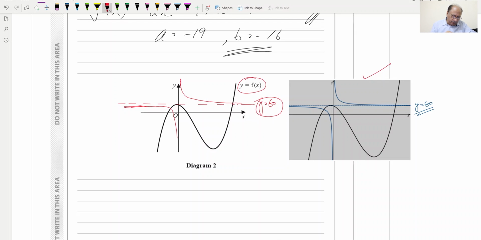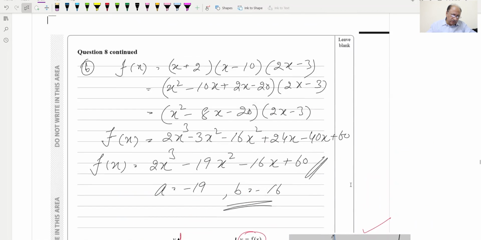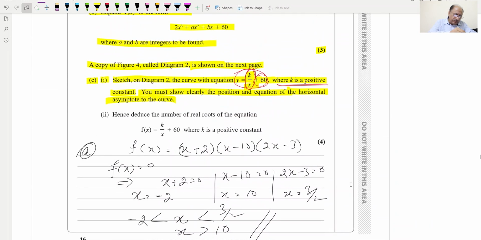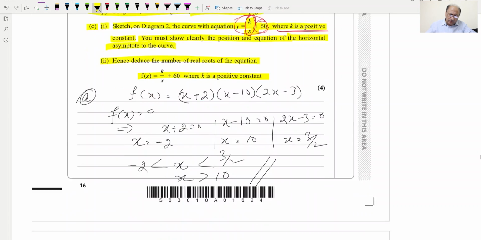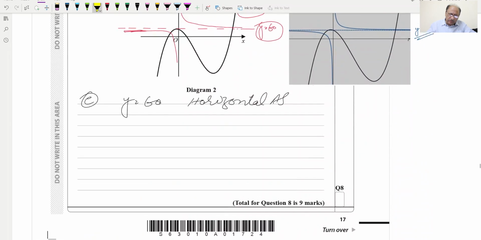So for part C we will be writing y will be equal to 60. This will be the horizontal asymptote, so we can write horizontal asymptote. Next, they are asking for the second part: hence deduce the number of real roots of the equation, where k is a positive constant. K is a positive constant.